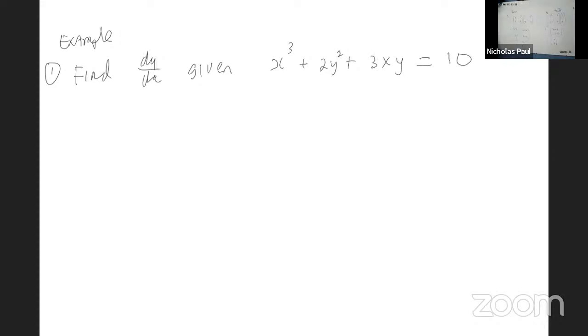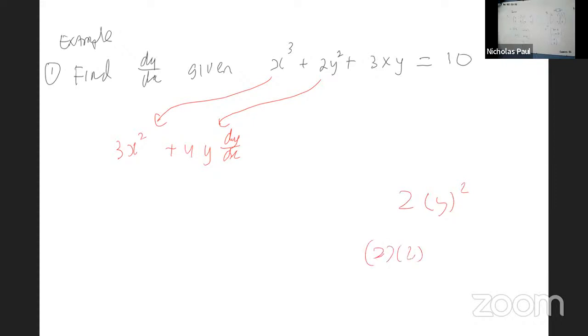So if you differentiate x cubed, you'll get 3x squared. That's straightforward, right? If we differentiate 2y squared, you will get 2y dy/dx, right? That's the formula I just gave you. 2y all squared, bring down the power. Sorry, that should be 4. Bring down the power, write back the 2, differentiate y, and then write back y to the power minus 1, right? So again, 4y dy/dx. Okay?